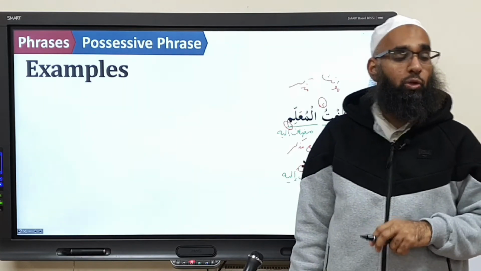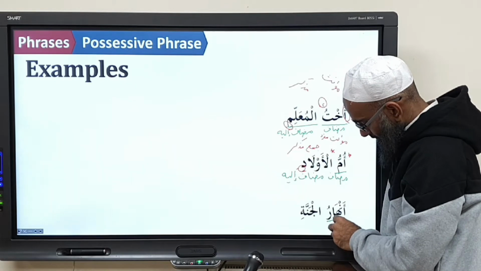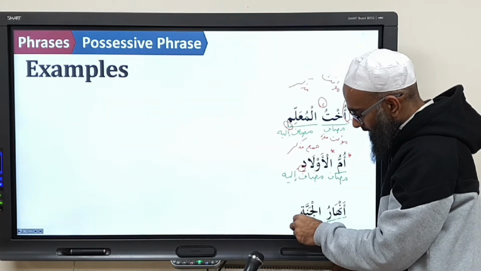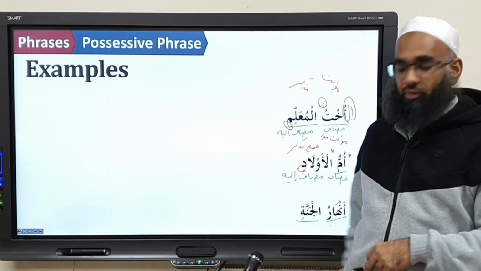Yes? Anharul Jannah. Structure of this? Mudafun al-Jannati. Mudafun. Like translation? The rivers of Jannah.